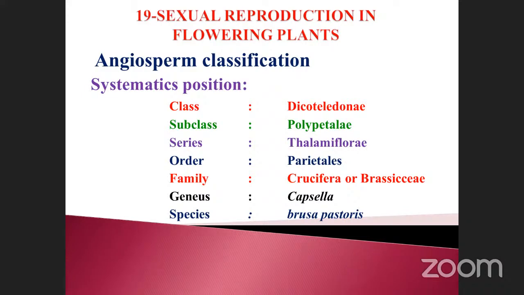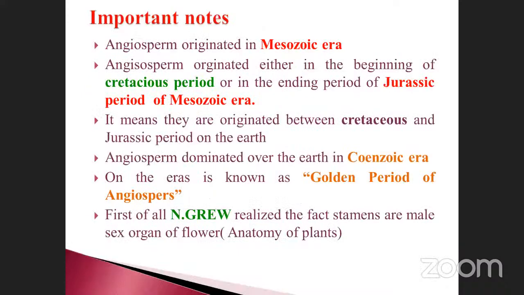Because it is a typical angiosperm. What is meant by typical? It contains all the angiosperm characteristics. That's why it has been chosen and given as the example throughout the syllabus. Okay. Go to the next one.